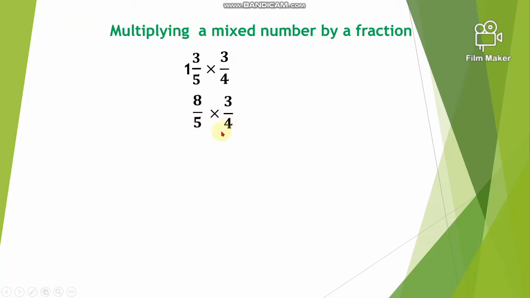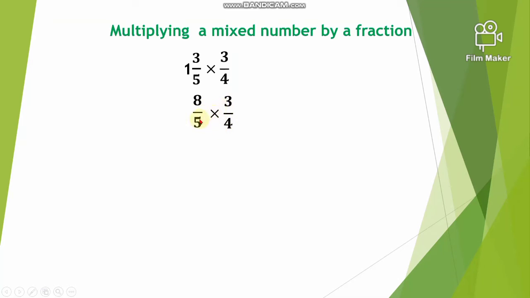Now you have two fractions to multiply. You know how to multiply two fractions. But before multiplying, if you like, you can simplify the values in the numerator and the denominator, and you can make the multiplication easier. To do that, we have to look at the values in the numerator and the denominator, and we have to check whether there are common factors.